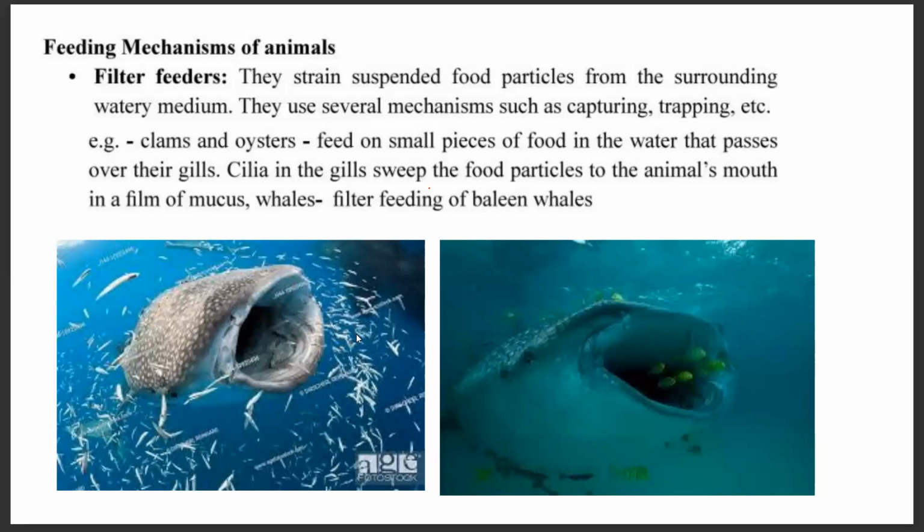Now can you see this whale? They ingest small fish and prawns that are present in the water, right? So they are filter feeders. Here what happens is they strain suspended food particles from the surrounding watery medium. Here they use several mechanisms such as trapping and capturing. Okay.